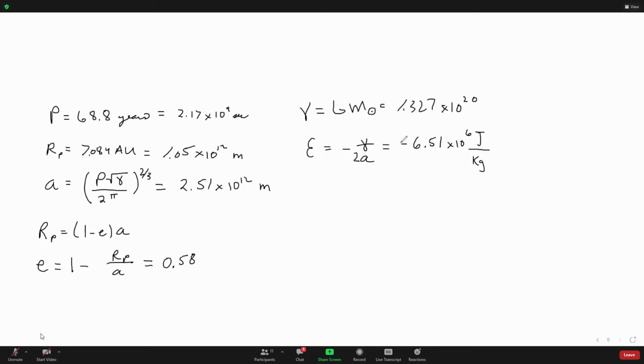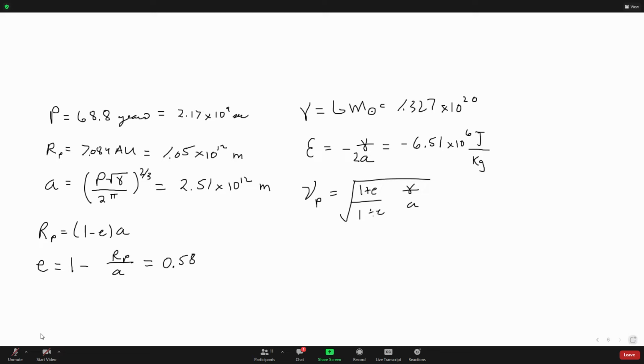Okay. We don't need to worry about angular momentum. What else do we want to know? Okay, the orbital speed at perihelion and aphelion, we've done this 100 times, right? At perihelion, 1 plus E, 1 minus E, gamma over A. And reverse these two signs for aphelion. Okay, good.